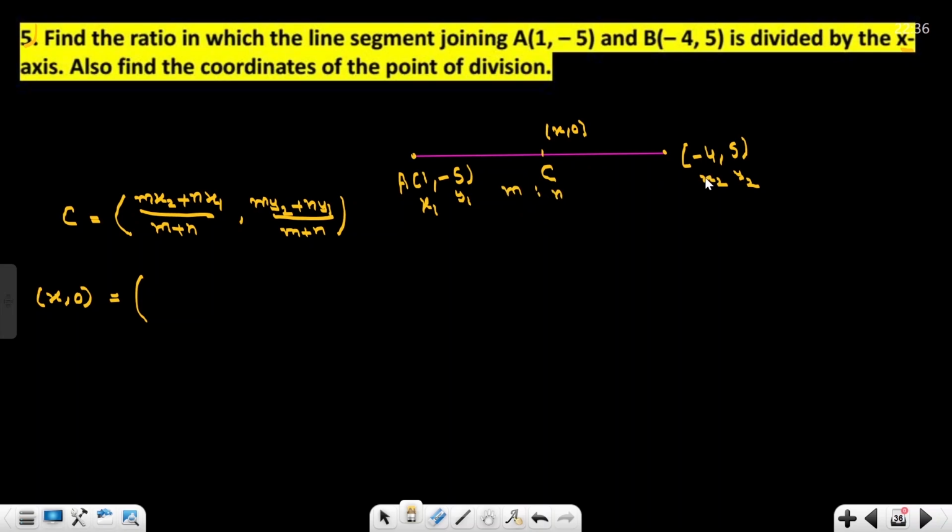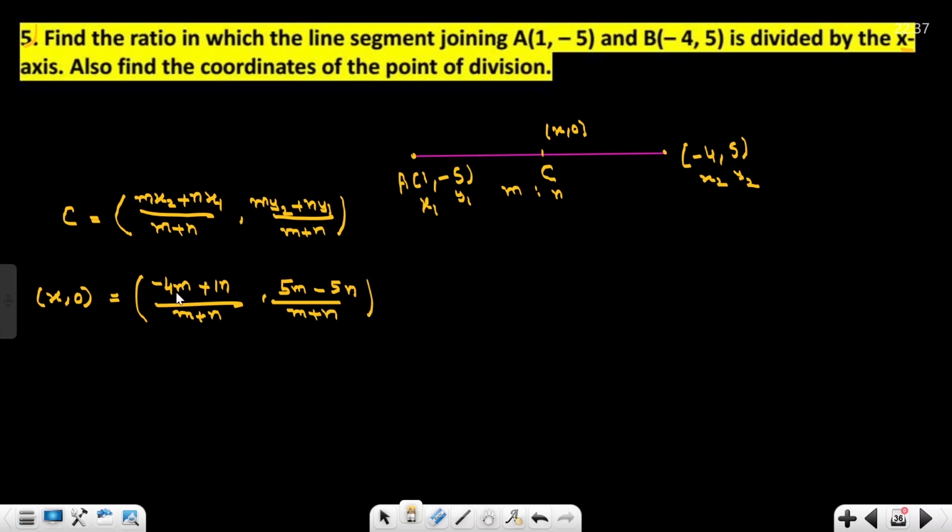Now m multiplied with x2, where x2 value is -4: minus 4 into m, -4m. And n multiplied with x1, n into 1, plus 1n, divided by m plus n. Then m into y2, where y2 is 5: 5m. And n into y1, which is -5: minus 5n, divided by m plus n.